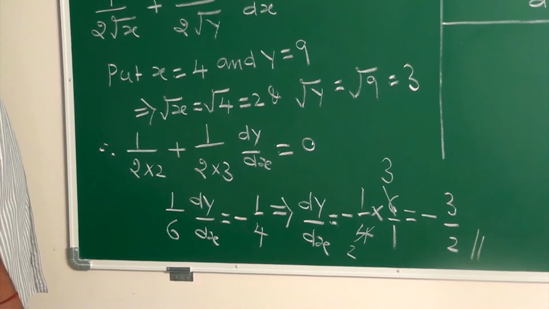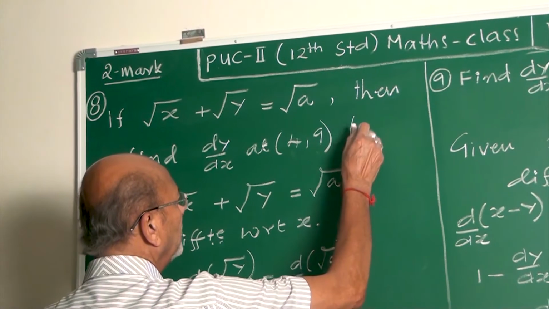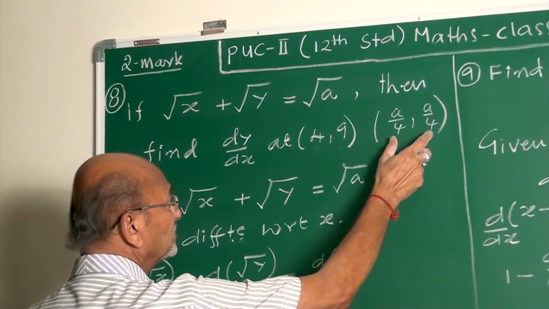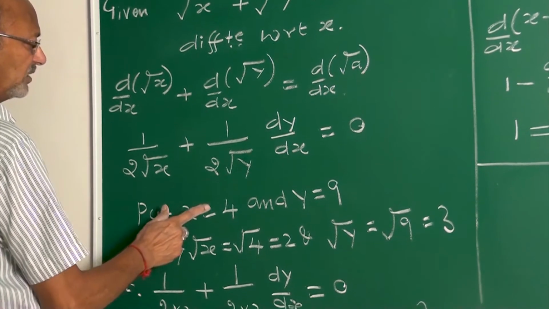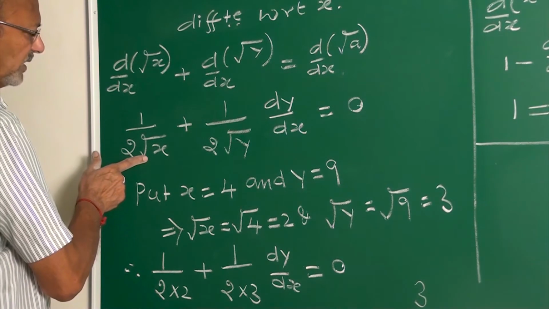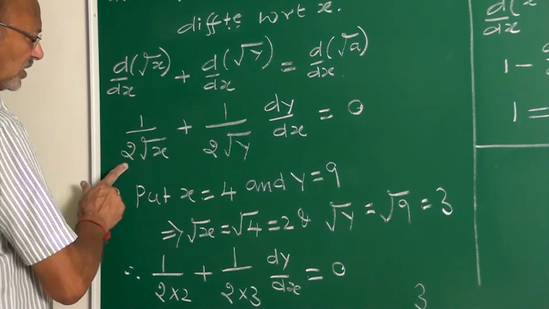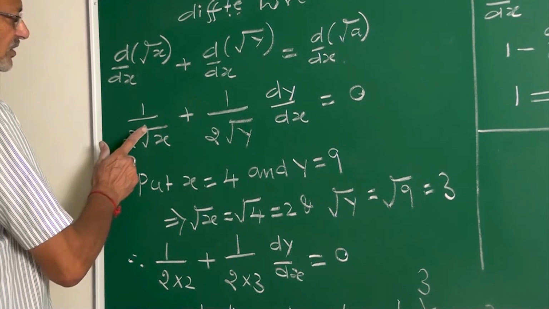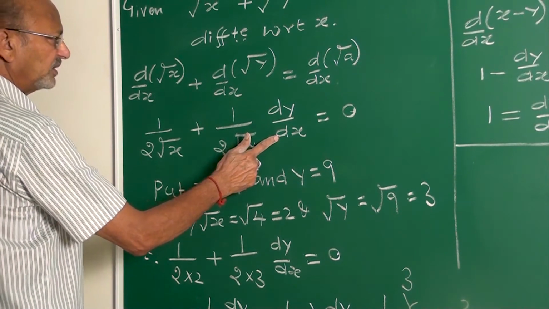Hope understood, my friends. Sometimes instead of 4 and 9, the friend may give the value a by 4 comma a by 4. Both are same. Here the value of x is a by 4. When both are same, it is 1 by root a by 4, 1 by root a by 4. That 1 by root a by 4 along with this 2, we can take common. Then what is left here? 1 itself. You are left here, dy by dx equal to 0.